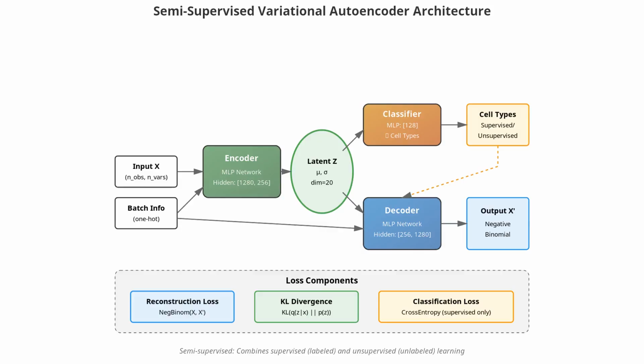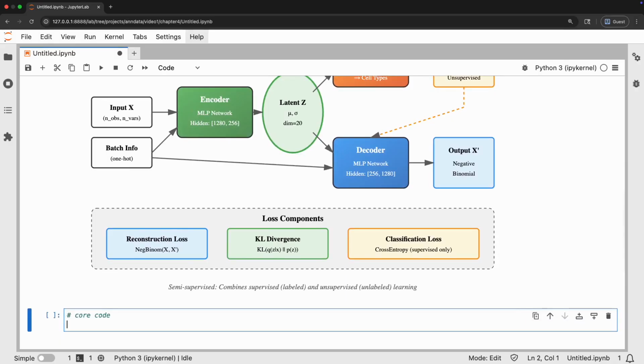The semi-supervised aspect comes from simultaneously learning to classify cell types while learning the latent representation. Now let's set up our environment.